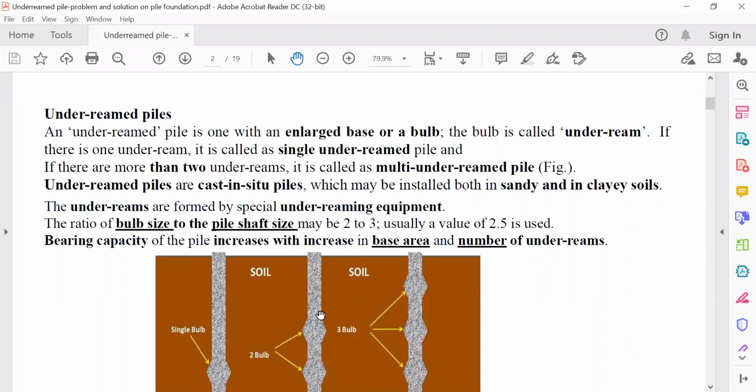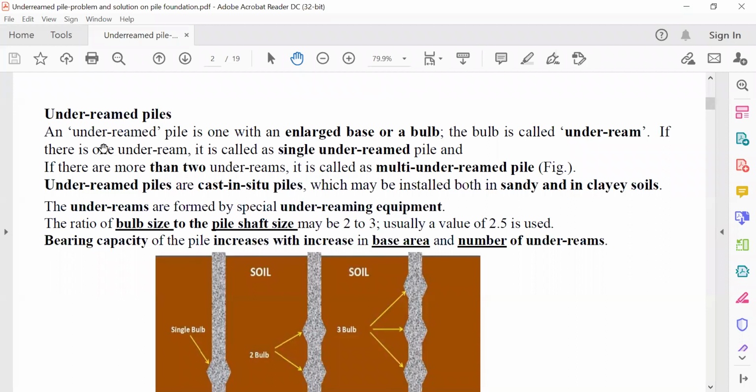What is the benefit of the under-reams? The bearing capacity will increase. You are increasing the area of this portion of the pile, so definitely it will take more load of the structure. That benefit is there.